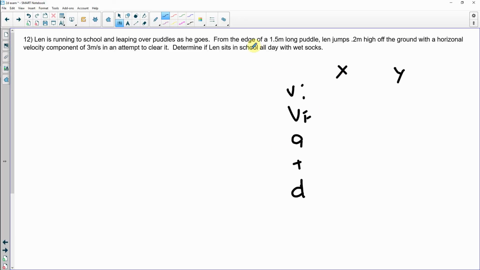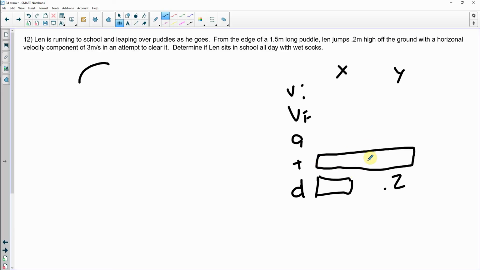So first and foremost, we want to see if he clears 1.5 meters. So we need to solve for d in the x. Not put 1.5 meters in there. We want to see if d in the x is bigger than 1.5. We know he jumps 0.2 meters up, but we also know that 0.2 meters up is only half of the time. So if we figure out this time, we're going to have to sort of double it to get back to how far he actually goes.